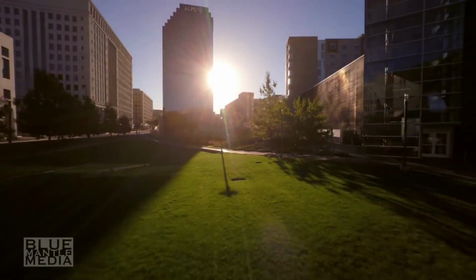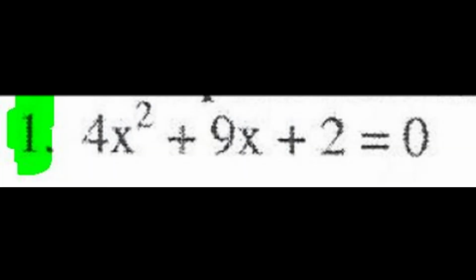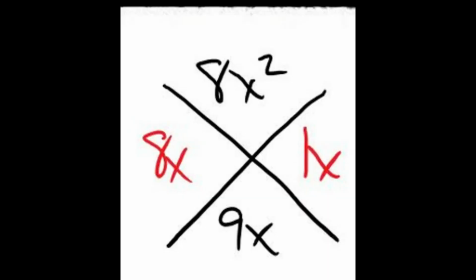Okay, so let's look at number 1. It says give simplified answers, not rounded decimals. So basically all these shouldn't have big long strings of decimals after them. So for number 1, we're going to factor this by making our diamond problem over to the right. 4x squared times 2 is 8x squared, and that's how I get the top. The bottom is just 9x.